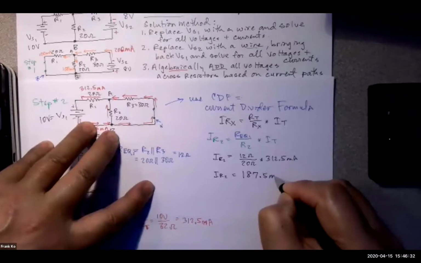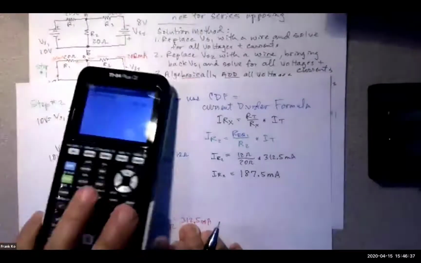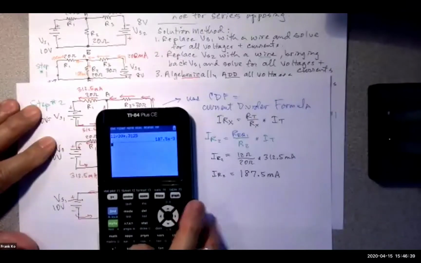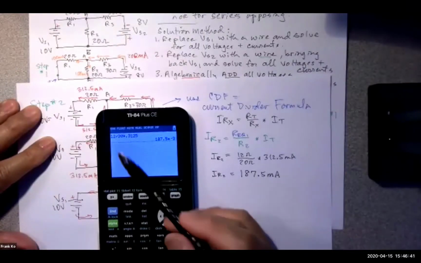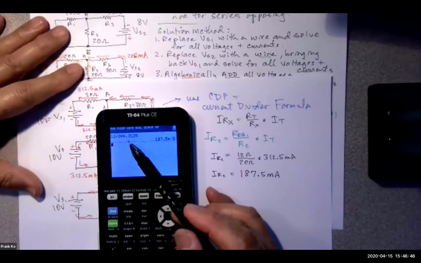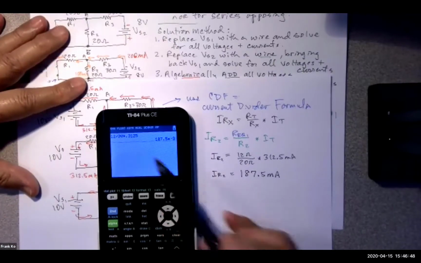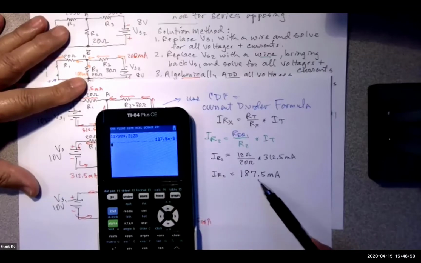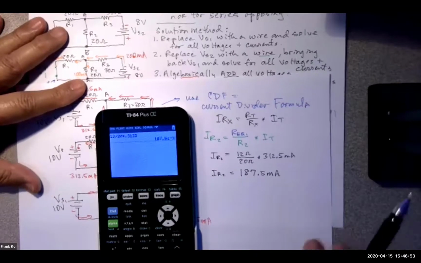I got, this is right, 187.5 milliamps. 187.5 milliamps. Yeah, you spoke it correctly. I did not repeat it correctly. I apologize. But yes, it's the same number as what I got on my calculator. If we take 12, divide by 20, and we multiply by the current 0.3125, we end up with 187.5 milliamps for IR2.